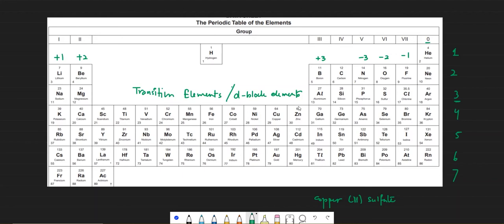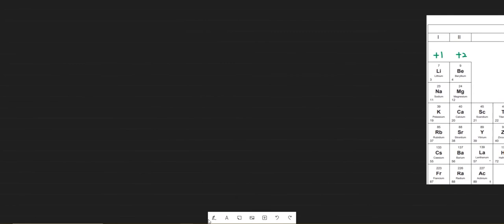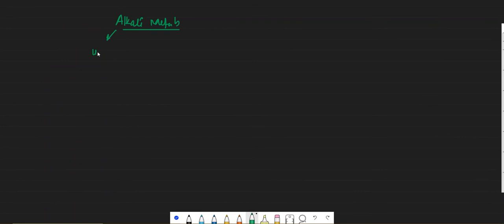Now let's move on to group 1, which is called alkali metals. Okay, we are going to discuss their properties. Their properties can be divided into 2 types. There are some unique properties, which alkali metals have that are not characteristic of most other metals. Generally, metals do not have those properties, but alkali metals do. And then there are some common properties.